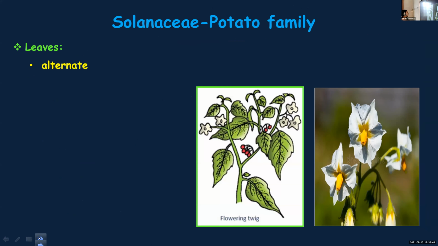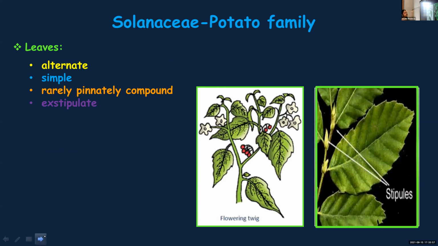Leaves alternate, they are arranged alternately on the nodes. Simple leaves, sometimes, rarely, they can be pinnately compound. Exstipulate. Here I have shown the picture of stipules, but that doesn't mean that this family has stipules. Stipulate means presence of stipules. Exstipulate means absence of stipules. Stipules are these green structures lying close to the basal part of the leaf. So here they don't have stipules. Reticulate venation.